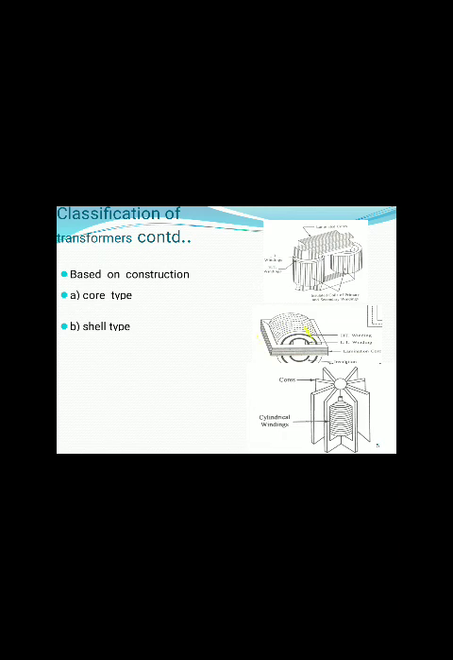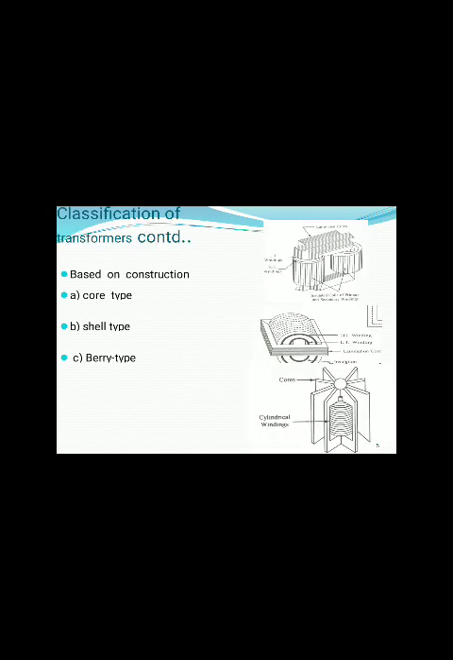We have 3 limbs: this is one, another one is connected here, another one, 3 limbs. Next one is berry type. This is called berry type. So based on construction, we classify as core type, shell type, and berry type.